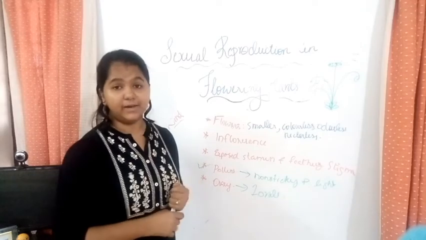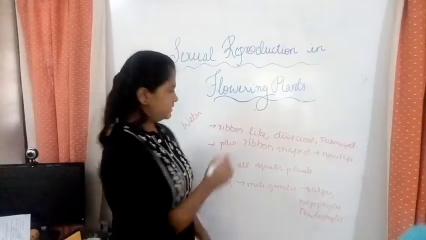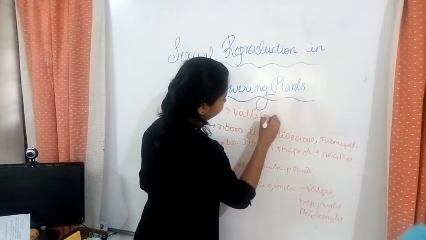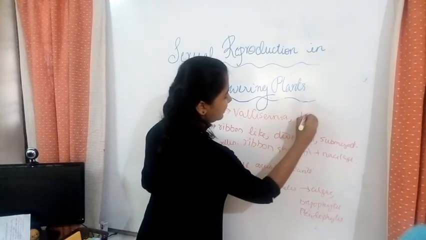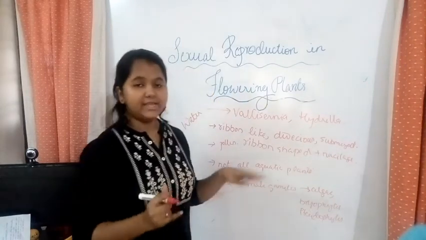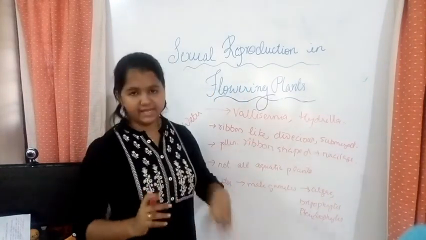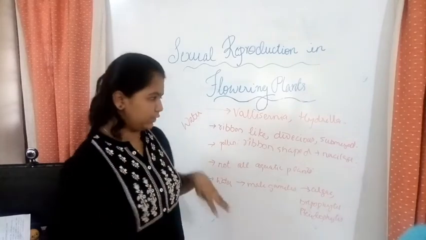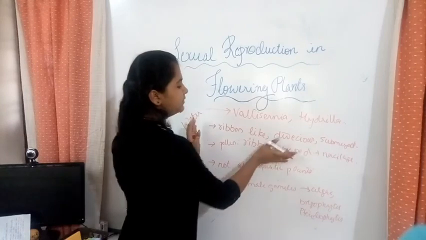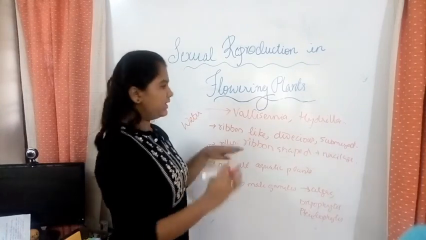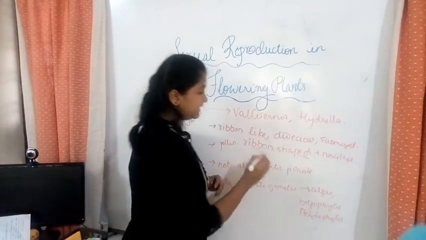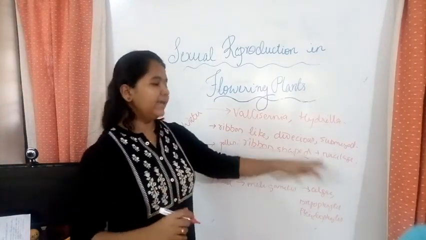So now we'll learn about the water pollinators. The examples are Vallisneria and Hydrilla. So the plant is ribbon-like, dioecious, and fully submerged underwater. Vallisneria is an example of this kind of plant. And also the pollen grains are ribbon shaped in the case of Vallisneria, and it has mucilage.